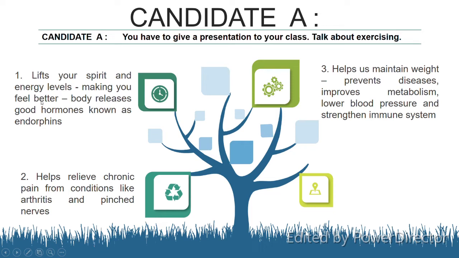Then step number 3 is you need to provide one example. Let's say over here our example is body release good hormone known as endorphins. So how you want to give an example is like this. So for example, while exercising, our body release good hormone known as endorphin. Full stop. Okay, that is for example.